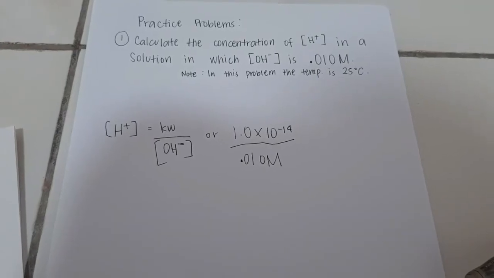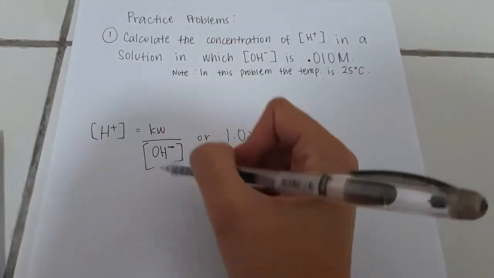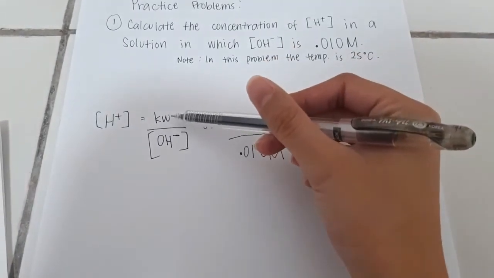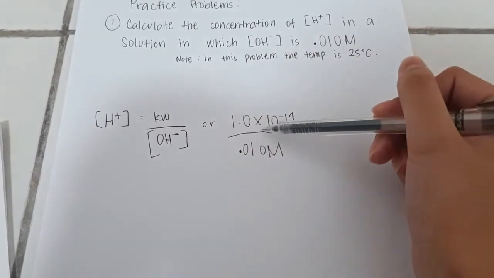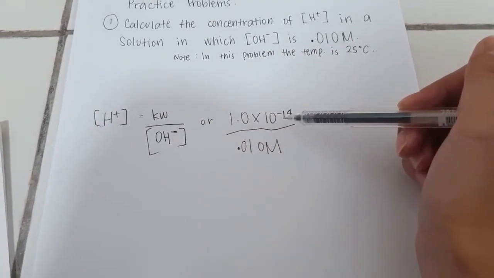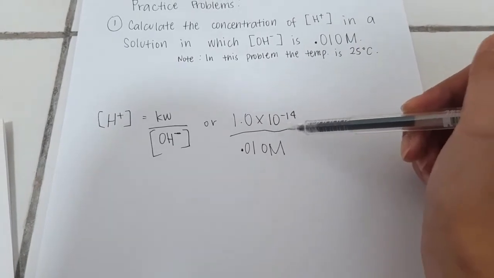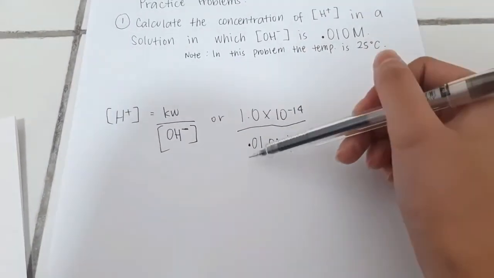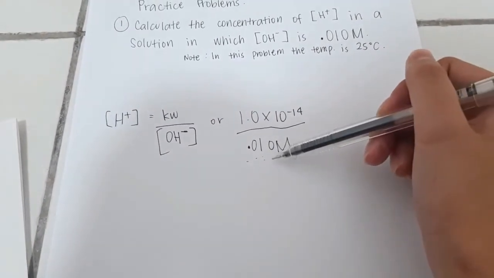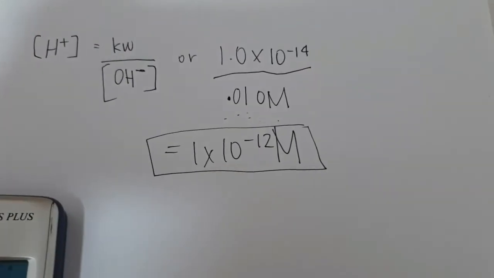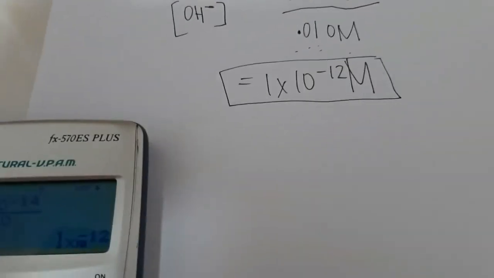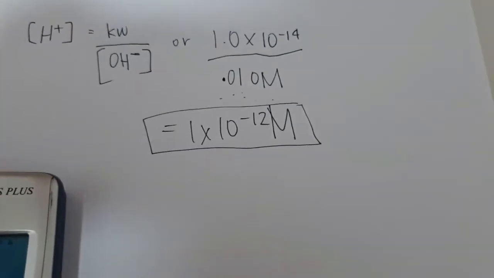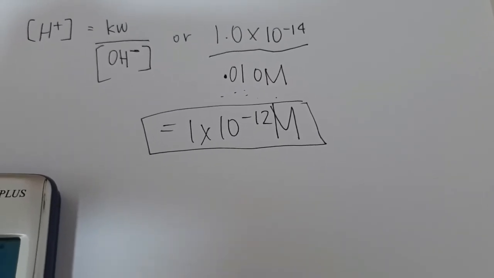In this problem, the formula that we will be using is this. Now that we know that the Kw's value is 1.0 times 10 raised to negative 14, we will be dividing it by the hydroxide ion, which is 0.010 molar. Now, you will get the answer of 1 times 10 raised to negative 12 molar. The unit will always be molar.